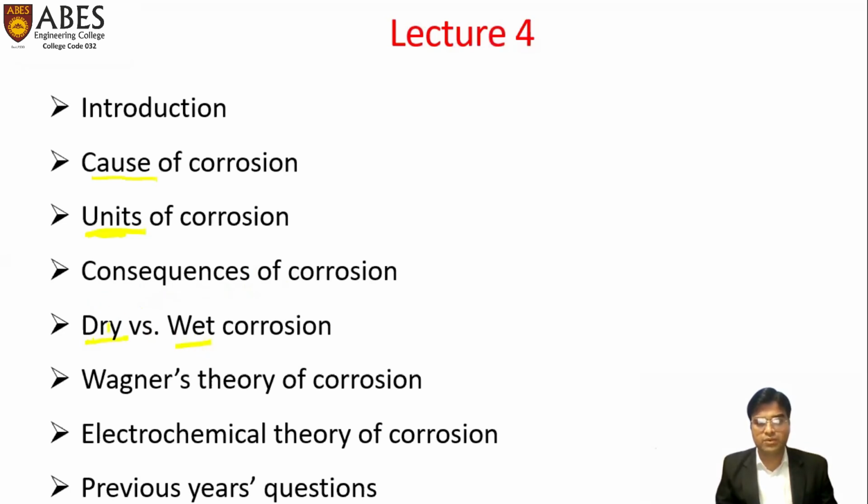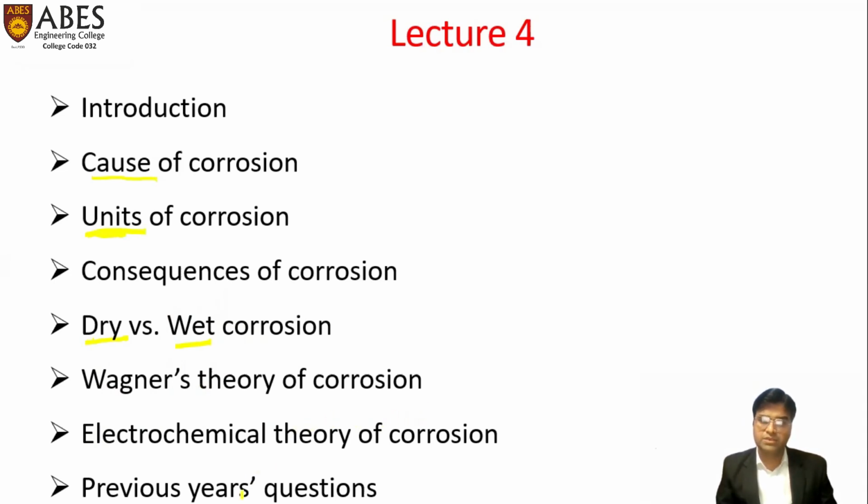Dry corrosion is that corrosion in which the corrosion happens in the absence of moisture, whereas wet corrosion is that kind of corrosion where moisture or water is needed for the corrosion process to happen. After that, we shall discuss about the Wagner's theory of corrosion related to the oxidation corrosion. After that, we shall discuss about the electrochemical theory of corrosion. This is related to the wet corrosion.